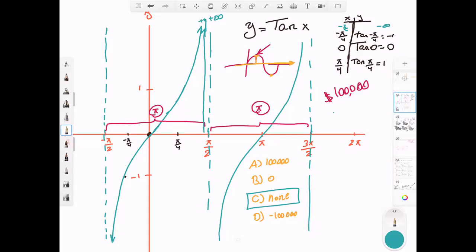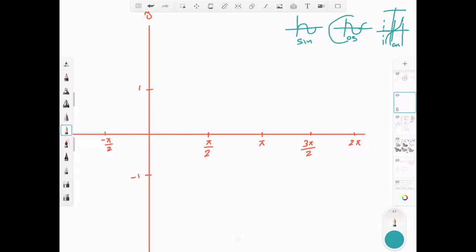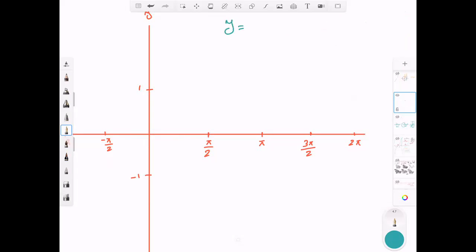Graph of cotangent. So so far you know 3 graphs. We know this one. We know this one. I just graphed one period, correct? It will keep repeating. So this is sine, this is cosine, and this one is tangent, correct? What about the graph of y equals cotangent of x?